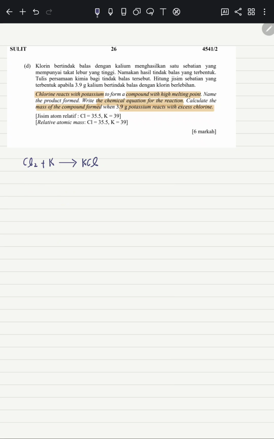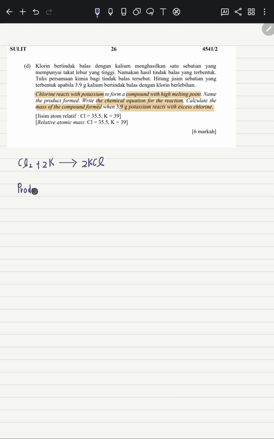Is the equation balanced or no? No, it's not yet balanced, so you can put 2 here. So put 2 here, and then when Cl has 2, how about K? Yes, K also needs 2, so put it a bit sideways and add 2 here. So this is your complete chemical equation, a balanced chemical equation. So Cl2 plus 2K produces 2KCl, and then they ask you to name the product that is formed. So please write it here.